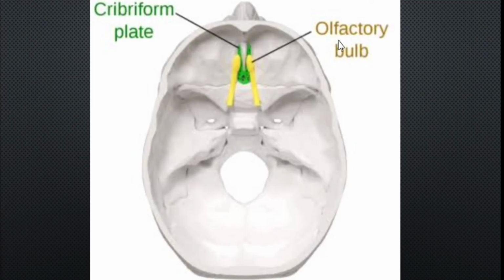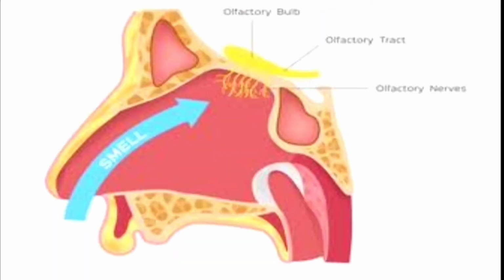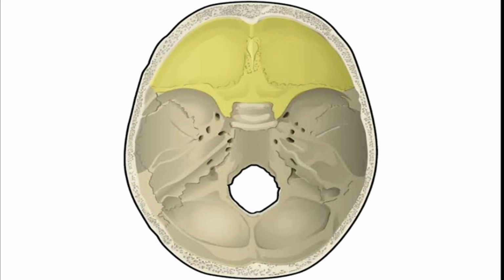In this diagram you can see this is the olfactory bulb and this is the cribriform plate. And the small perforations in the cribriform plate permit the passage of the olfactory nerves. This is the olfactory bulb, this is the olfactory tract, and these are the olfactory nerves. All this which I have discussed is the anterior cranial fossa.